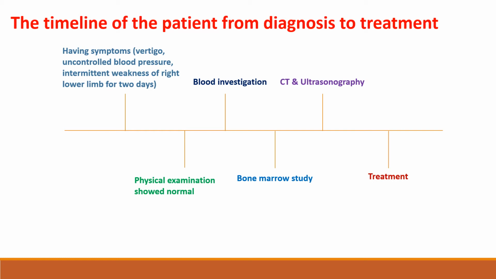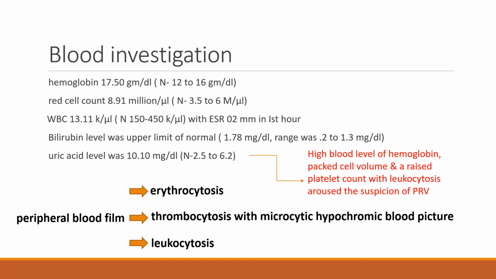Afterwards, she was diagnosed with early PRV, and then she received treatment for the disease. After the physical examination, a provisional diagnosis of polycythemia rubra vera was made and the blood was sent for investigation.